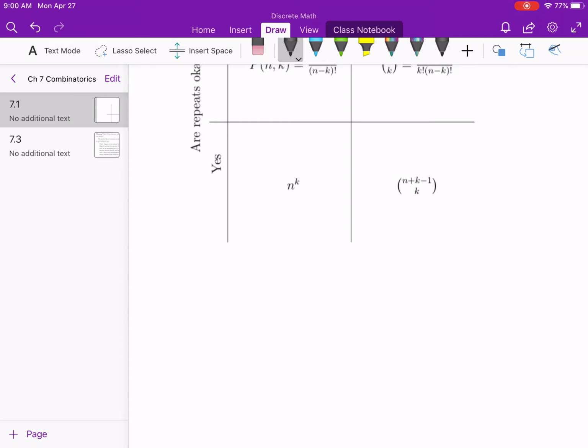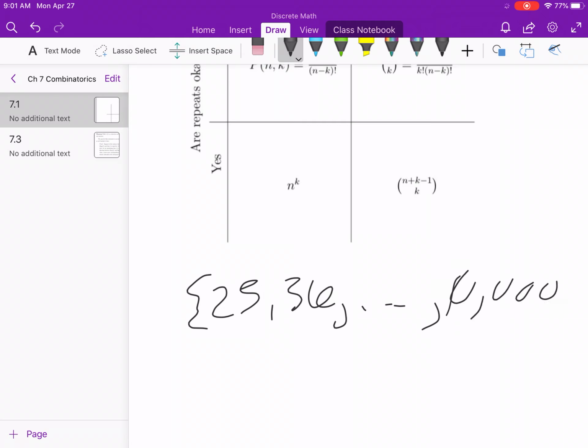There's a kind of interesting question in the book that goes something like this, I think. So I have a set 25, 36, and then I think it goes to 10,000 or something like that. And the question is basically something along the lines of, how do I count this, right? How many numbers are here?